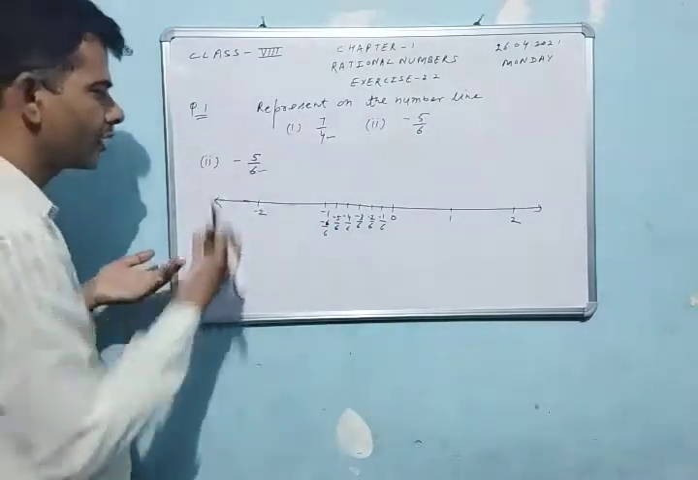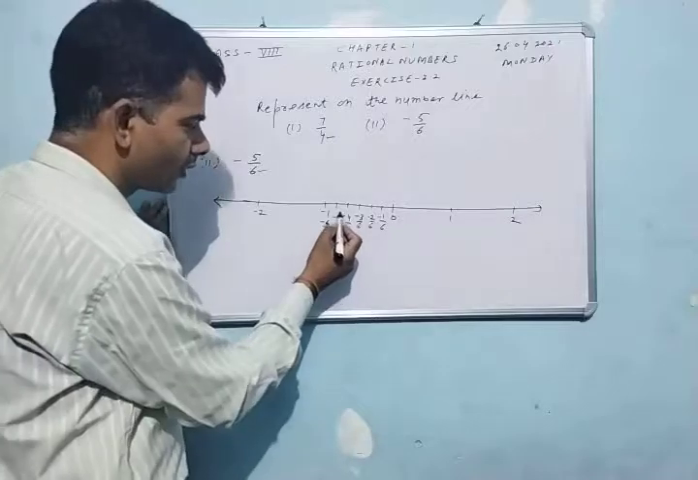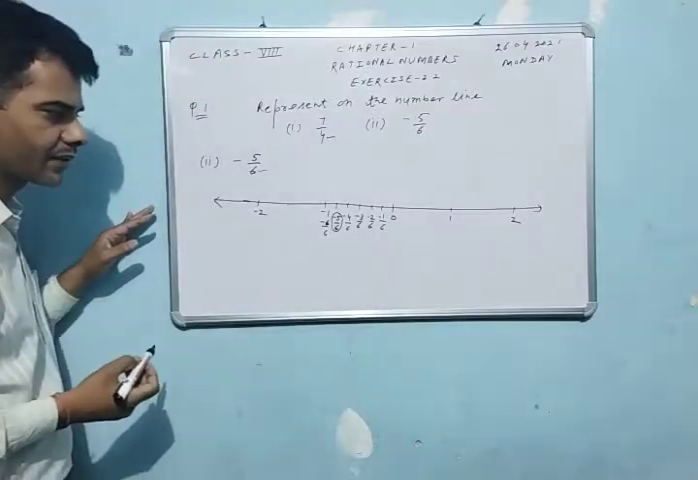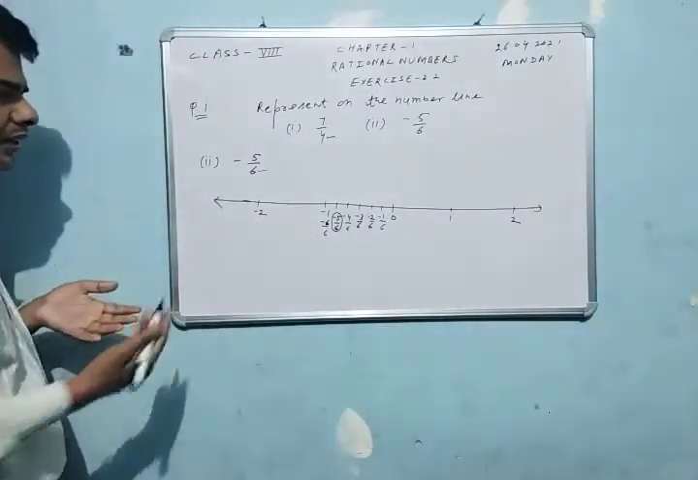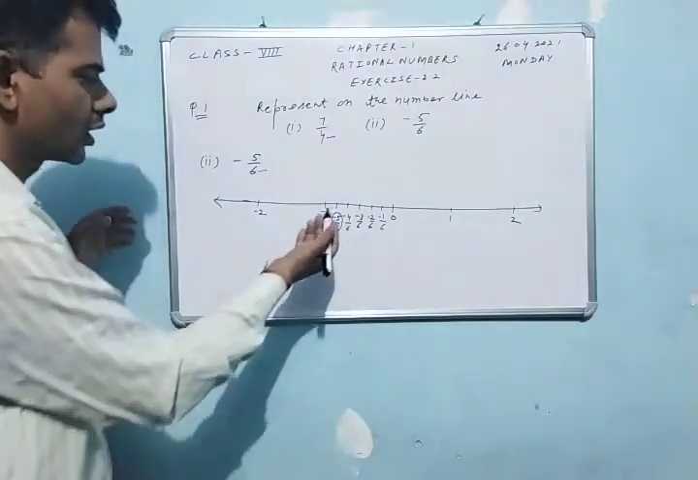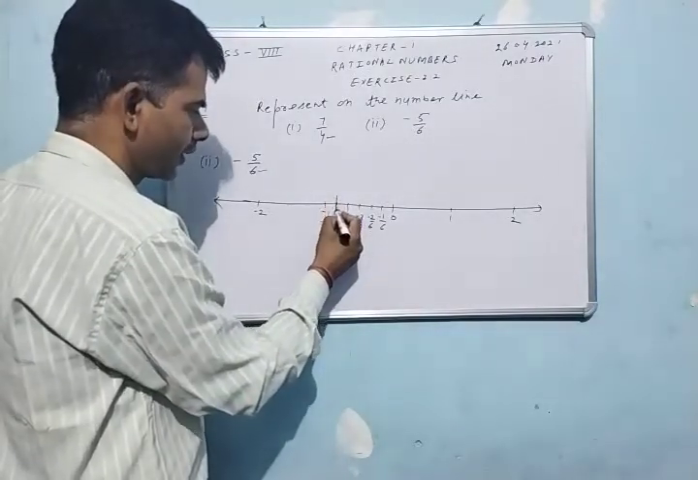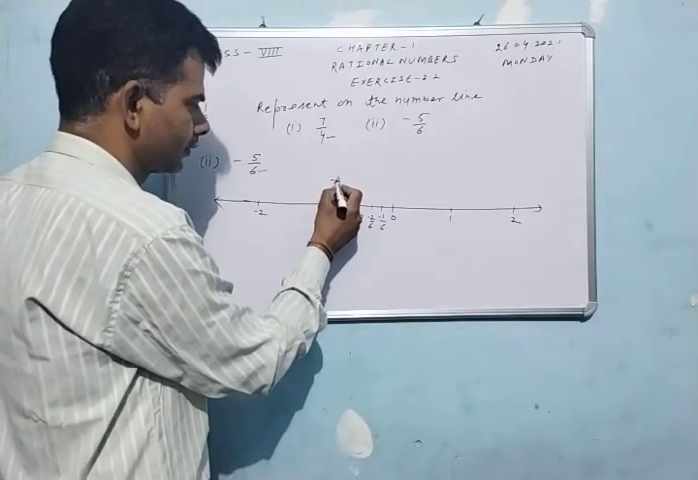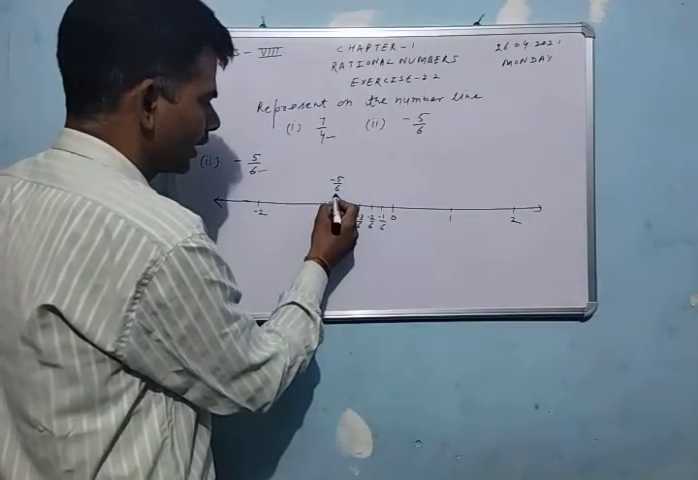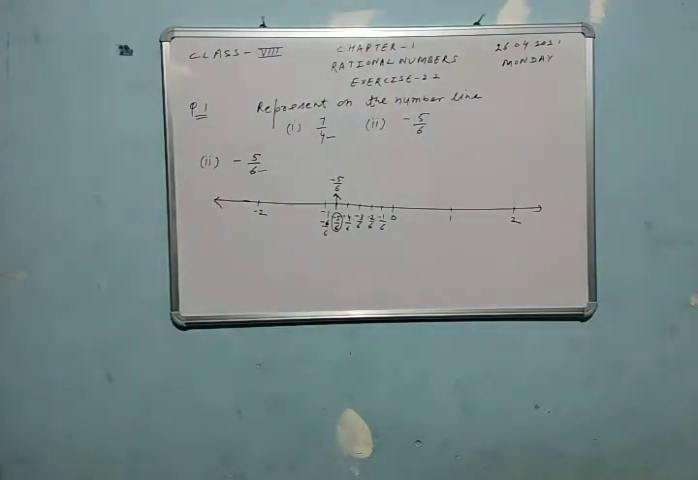Minus 1. Now students, we have to represent minus 5 by 6. We have already obtained minus 5 by 6 here. We do not have to proceed from minus 1 to minus 2 because we have obtained the number minus 5 by 6 here. Make an arrowhead and write minus 5 by 6. Please note it down, students.